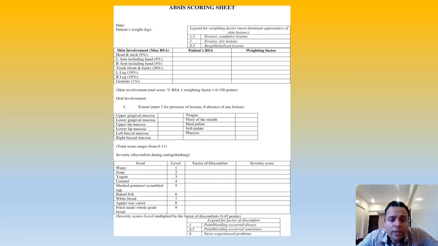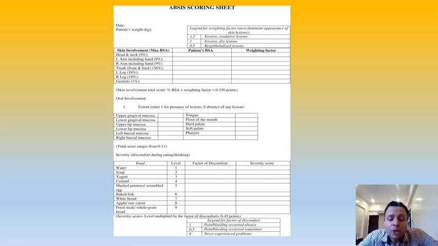So what do they do? Skin involvement, they will be having a total score of skin involvement. So what will they do? They will multiply the body surface area into the weighting factor. So the total will vary from 0 to 150 points. Oral involvement is very, very important.